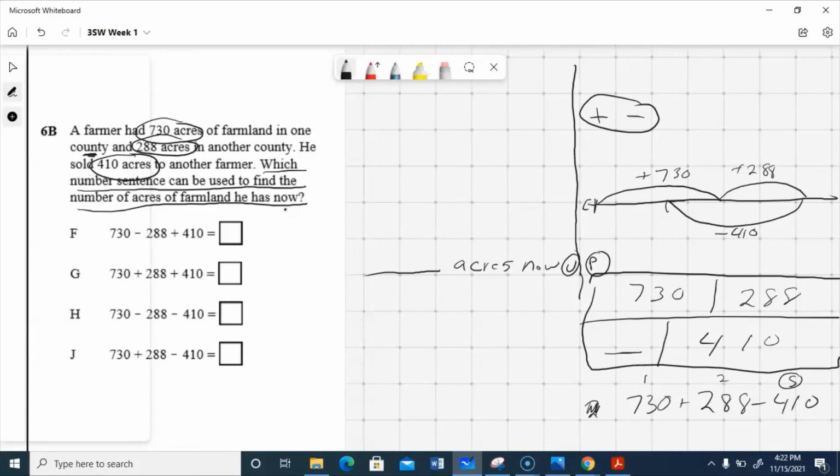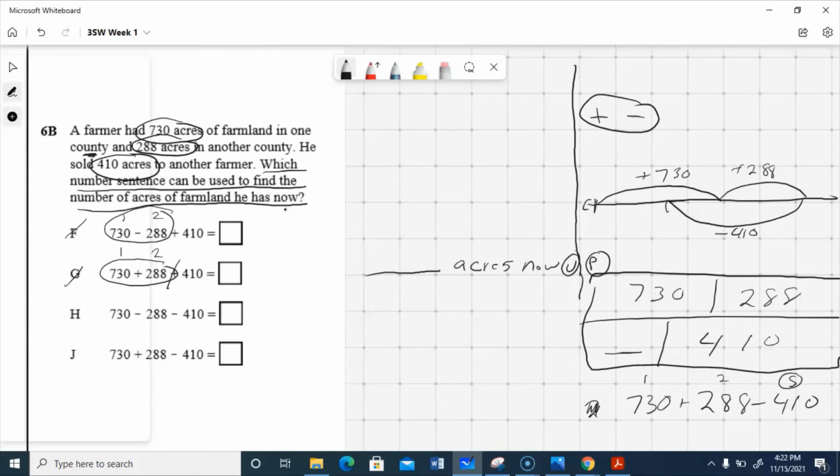Look at my answer choices. Okay, on my answer choices, this one's showing us the first county and the second county. That's just going to tell me the difference between the amount of land he has in the two counties. Okay, and that's not going to be helpful. Okay, this one right here shows us putting together the land in the first county and the land in the second county. That's what we want to do. But then it has us adding what he sold. Okay, he didn't get more land, he sold his land, so he doesn't have it anymore.